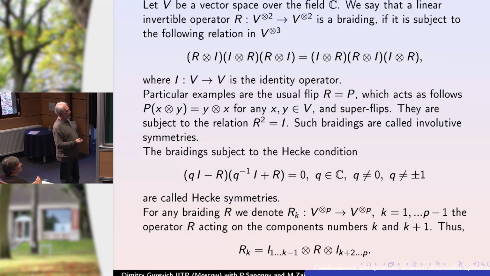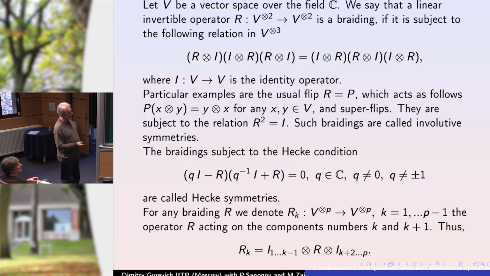And if R is equal to P, I use this notation for the usual flip, we have an example. Super flips are also examples of this, but these examples are subject to the relation R squared is equal to identity. Such braidings are called involutive symmetries. But more interesting are the so-called Hecke symmetries. Hecke symmetries are braidings which are subject to the following condition.